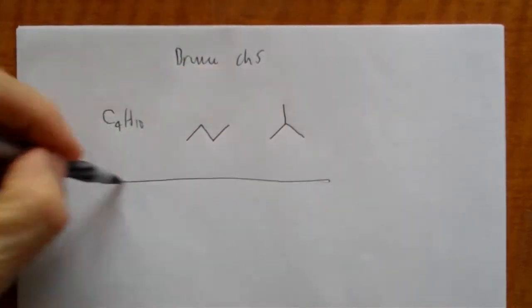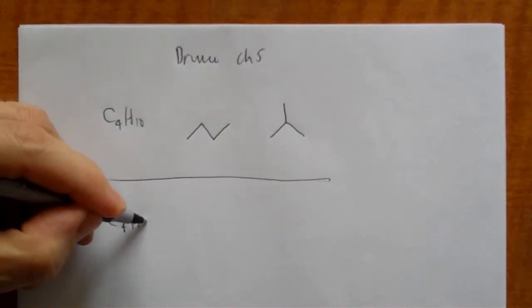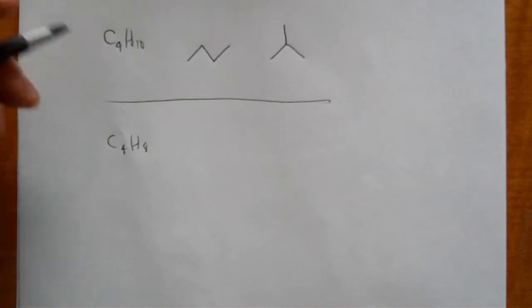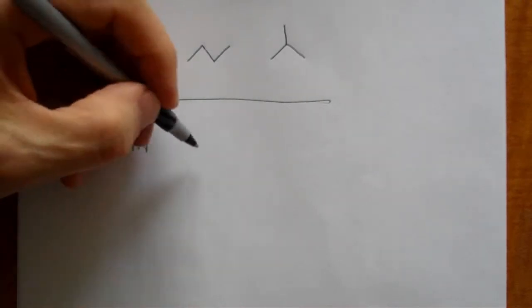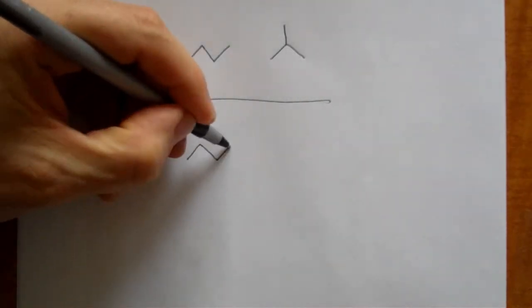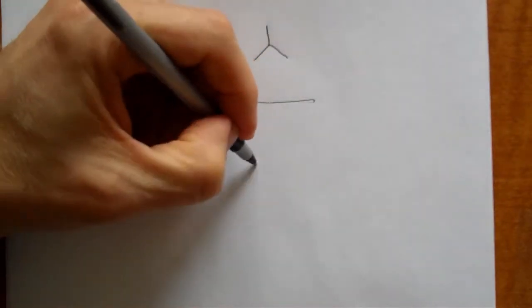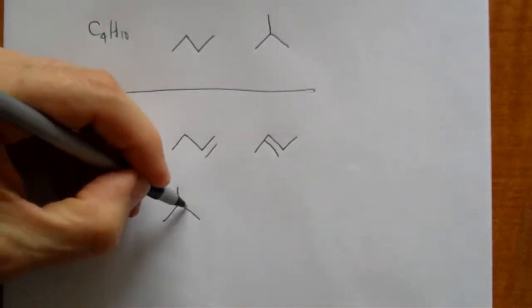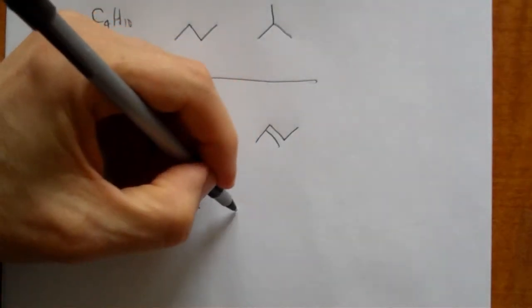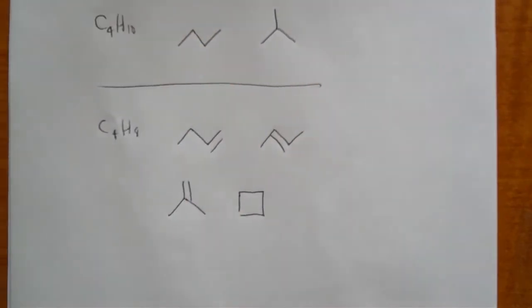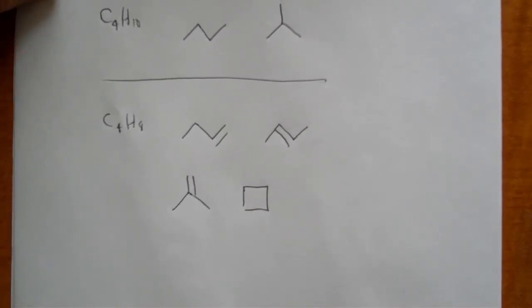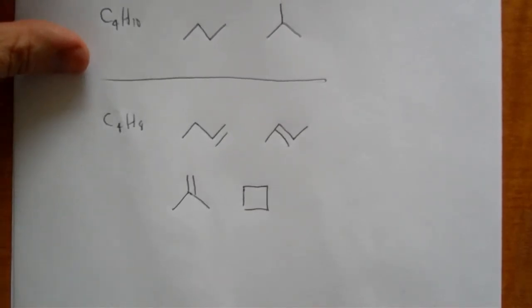What could C4H8 be? Bear with me here. Stick with me. This is going to be important. C4H8 could be this, this, this, or this. These are all C4H8.